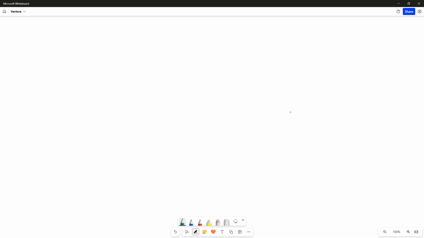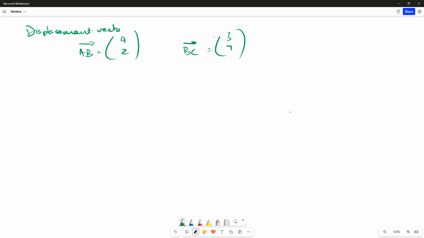Starting at point A, we make a displacement AB of (4, 2), followed by a displacement of BC, (3, 7). And these are displacement vectors. Starting at point A, we do this. What is the result? What is the result of displacing a vector by this?